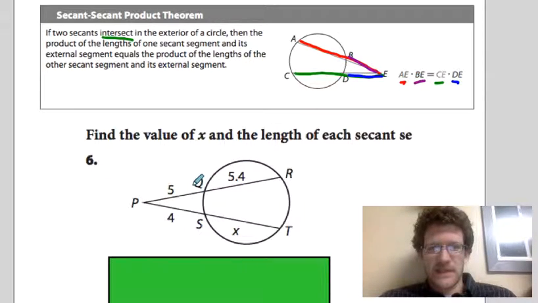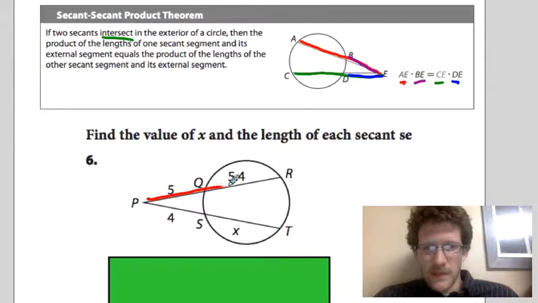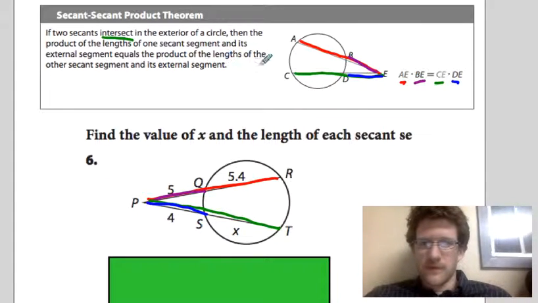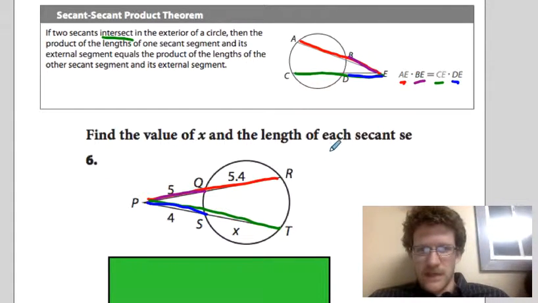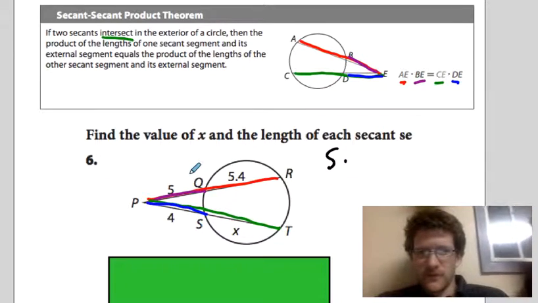Cool. So then we can multiply these guys together. Is it 5 times 5.4? No, it's not. It is 5 times the sum of 5 and 5.4. Remember, with my cool colors, it's the red section times the purple section equals the green section times the blue section. Bam, it comes out the same. So that means 5 times, what's 5.4 plus 5? 10.4.